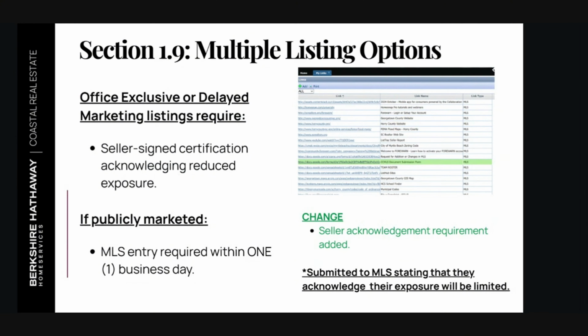But again, the rule still states that within 3 business days of having all signatures signed, you have to still start putting it in MLS. It just means that it's not going to be made active and marketed publicly.